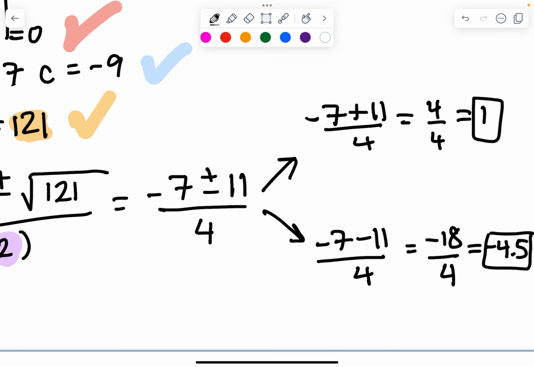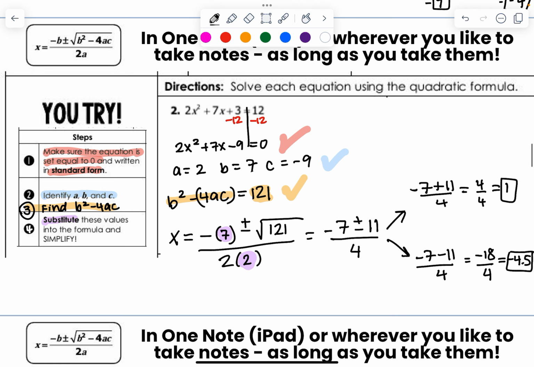By these 2 answers alone, right? By figuring these out right here, negative 4.5 and 1. Because of the 4.5, this guy would not have been factorable. You could probably complete the square, but it was not going to be factorable. So the quadratic formula is already flexing on us, right?